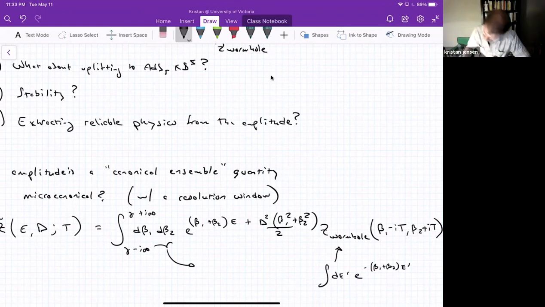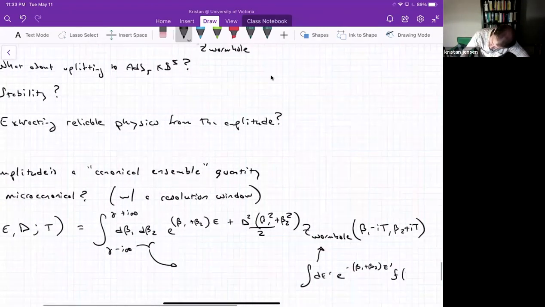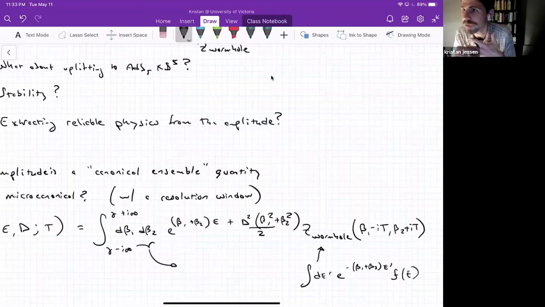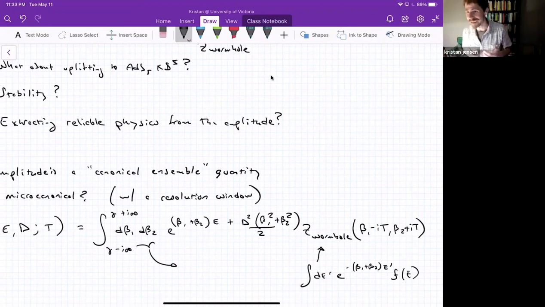Well, times stuff that's slowly varying. Well, this is basically the slowly varying stuff you can ignore at leading order in the saddle point approximation. This is just a Gaussian integral in beta 1, beta 2. And then that leads to a Gaussian integral over E prime after you follow everything through. And all of those things, it turns out, have good semi-classical approximations, as long as you take the resolution window to be small, but not too small. In which case, there's saddle point values for everything in sight.